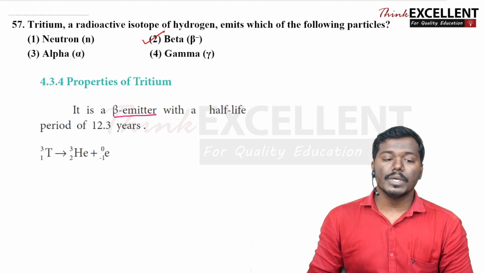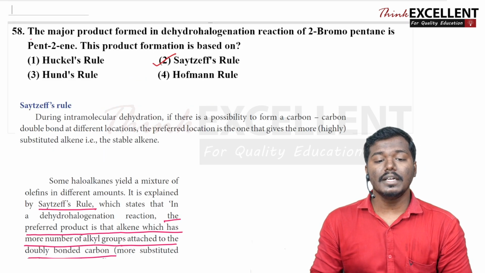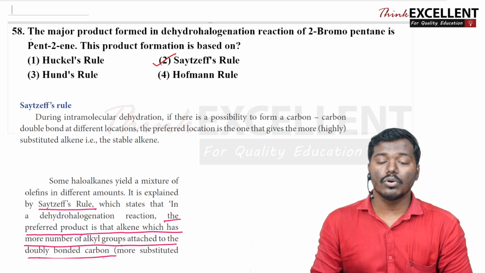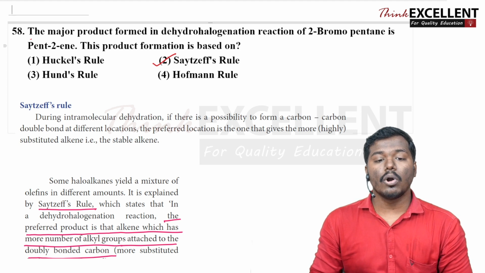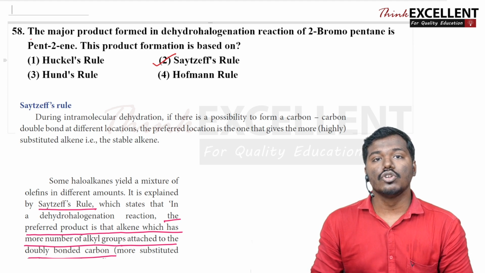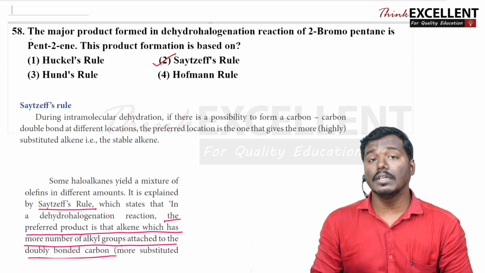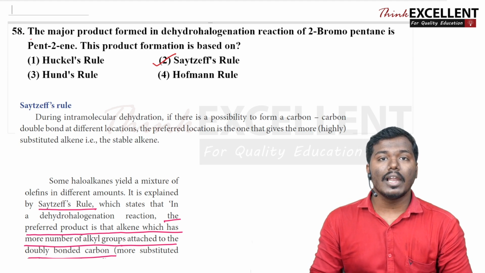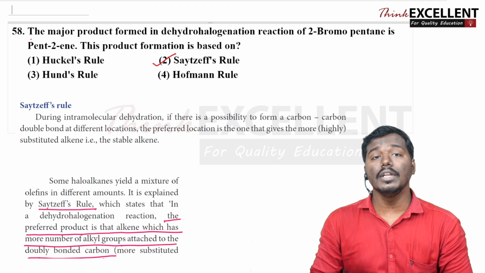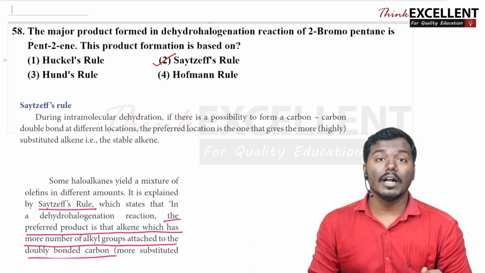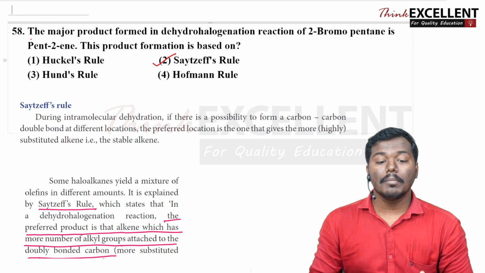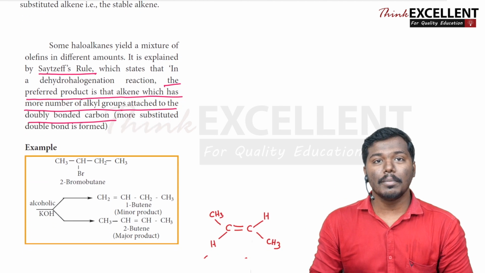Okay, so when you take question number 58, we can see that it is asked based on hydrocarbons. The major product formed in the dehydrohalogenation reaction of 2-bromopentane is pent-2-ene. The product formation is based on which rule, they have asked. So after dehydrohalogenation, 2-bromopentane forms pent-2-ene. We have studied this in the hydrocarbon lesson, and they have given another example.